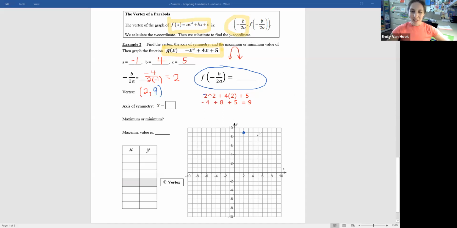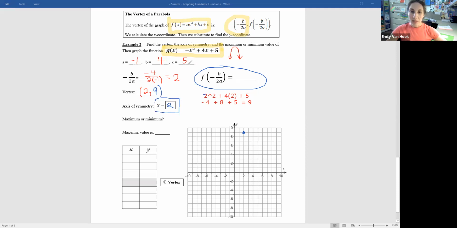Okay, so axis of symmetry, draw it if you want or not. You don't have to draw it. It's just good to know that it's there. That would be that vertical line. It would be going straight up and down through the x-axis, going through the vertex, and in this case, passing through the x-axis at 2. So our axis of symmetry would be x equals 2.